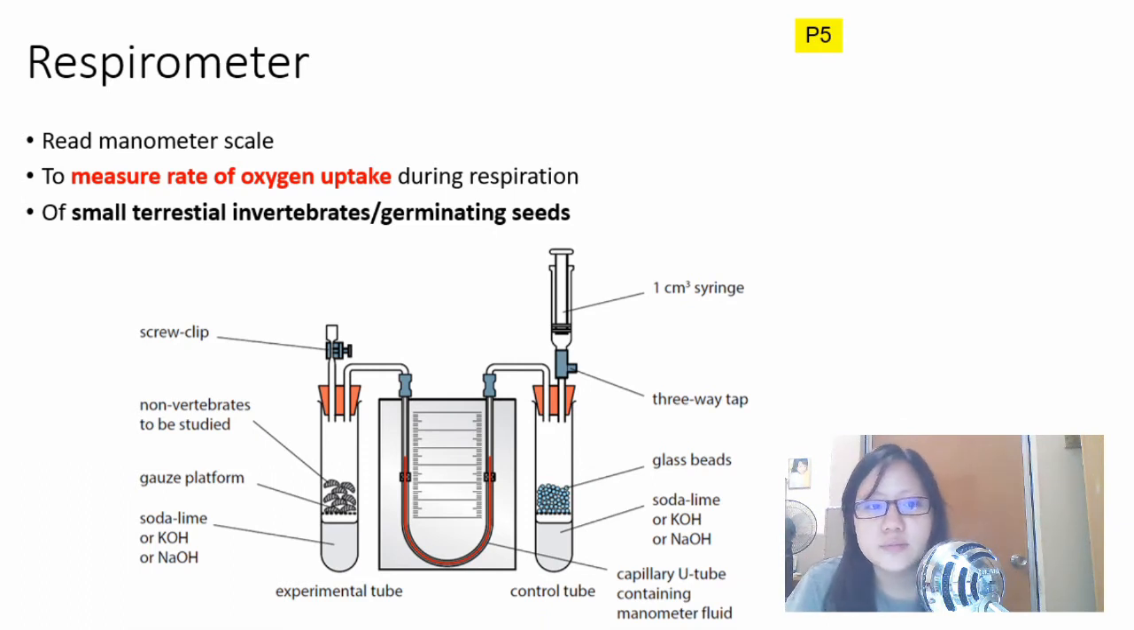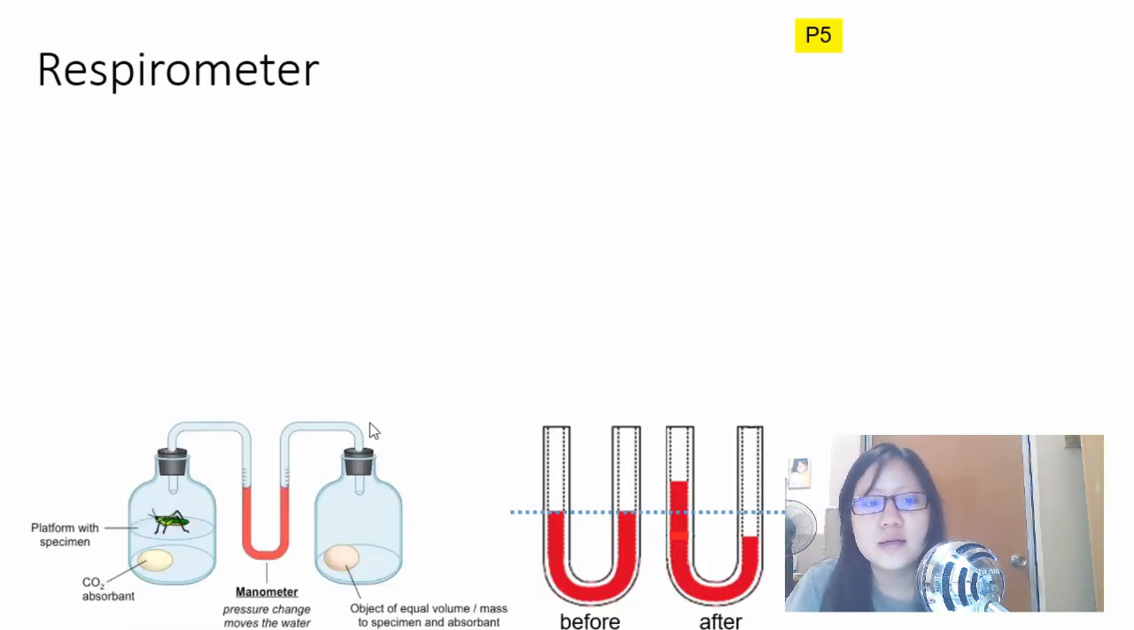So how does this work? So let's look at a simpler sort of setup here. The idea is you need 2 vessels connected by this capillary U-tube that has some fluid inside. We call this a manometer because it senses pressure changes. Or it can just measure the volume of gas in both these vessels. So at first we need to keep it at the same level, and later on it will move.